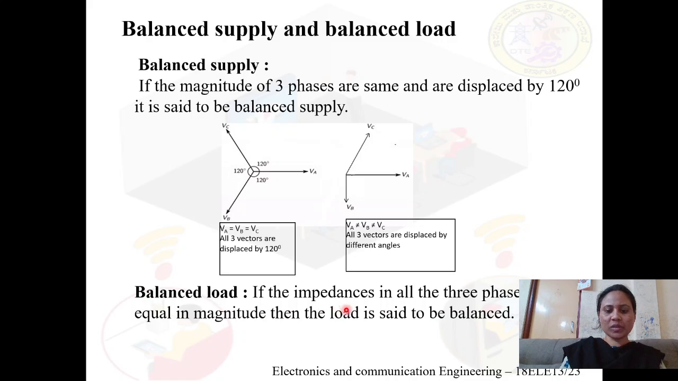If the impedances in all the three phases are equal in magnitude, then we say such a load is a balanced load. Let us take an example. If the load of the three-phase system has all resistive components and if all the resistor values are, let us say, 1 ohm or 10 ohms, then we call such a load a balanced load. Or if R1 is say 1 ohm, R2 is 5 ohm and R3 is 10 ohm, then we call such a load an unbalanced load.